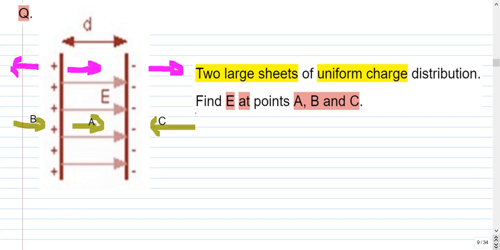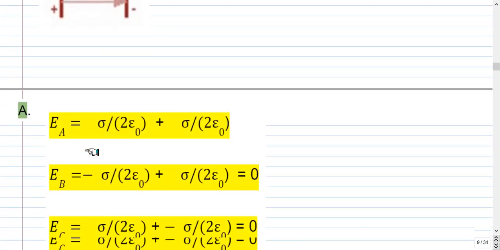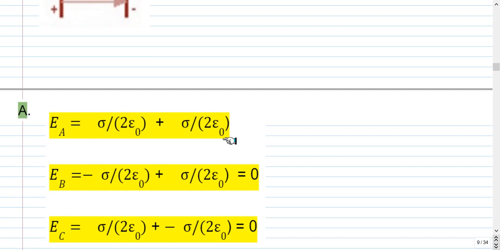So at point A, the electric field due to the positive sheet and the negative sheet are in the same direction and of equal magnitude. Both will be sigma by 2 epsilon naught. So they will add to give a total electric field sigma by epsilon naught. So the electric field at point A is sigma by 2 epsilon naught plus sigma by 2 epsilon naught, which is sigma by epsilon naught.